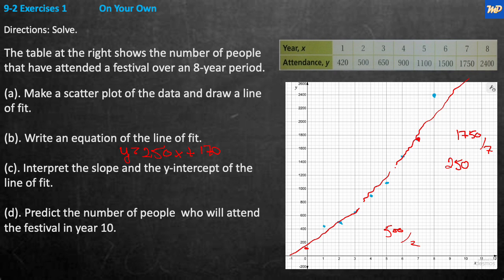Predict the number of people who will attend in year 10. So in order to do that, all I'm going to do here is write y is equal to 250 times 10 plus 170. So y, the attendance for year 10, is going to be 250 times 10, which is 2,500, plus 170 is 2,670. That's what the interpretation would be. And hopefully your numbers are somewhere close to that. Okay? Good deal. Thanks.